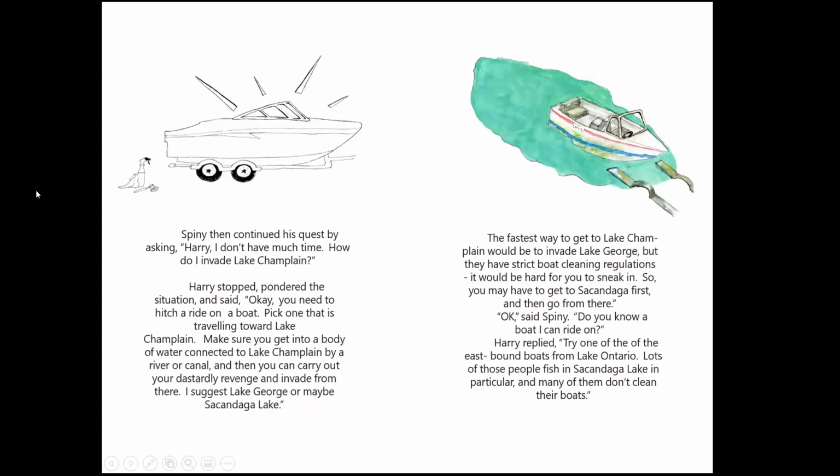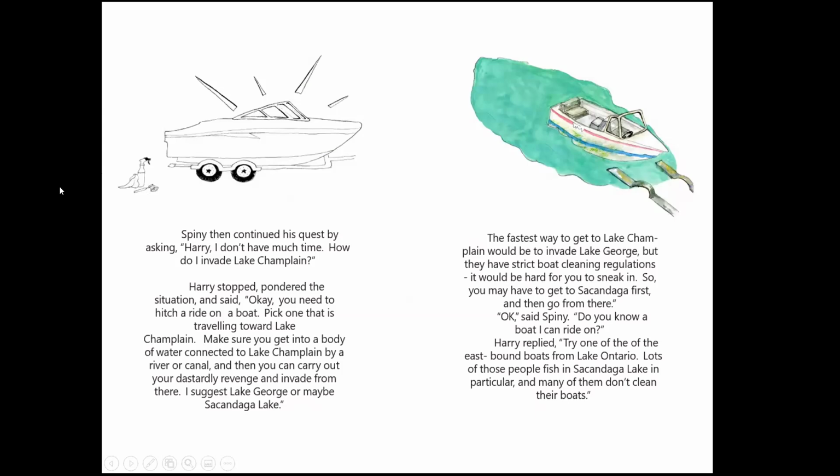Spiny then continued his quest by asking, "Harry, I don't have much time. How do I invade Lake Champlain?" Harry stopped, pondered the situation, and said, "Okay, you need to hitch a ride on a boat. Pick one that's traveling toward Lake Champlain. Maybe you get into a body of water connected to Lake Champlain by a river or a canal. Then you can carry out your dastardly revenge and invade from there. I suggest Lake George, or maybe Sacandaga Lake. Fastest way to get to Lake Champlain would be Lake George, but they have strict boat cleaning regulations. It'd be hard for you to sneak in, so you may have to get to Sacandaga first, and then go from there."